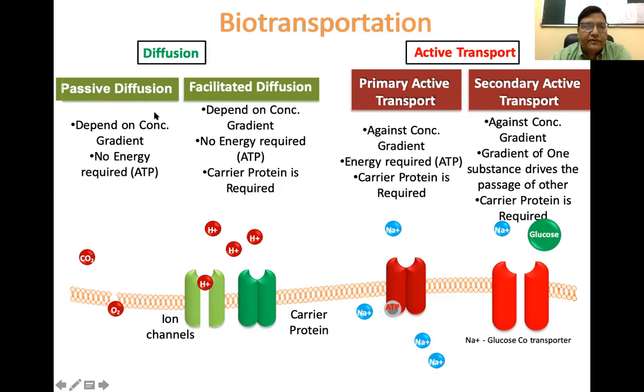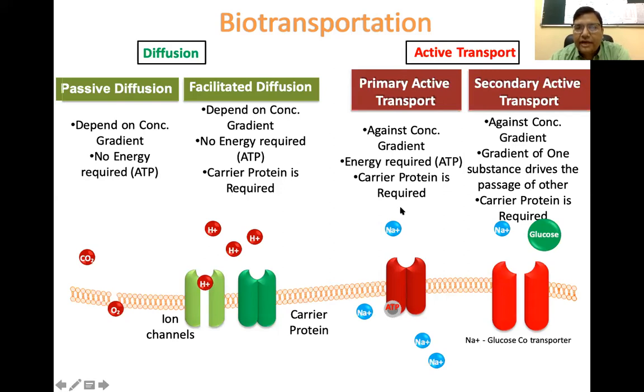And in passive diffusion, no energy is required and no protein is required. While in facilitated diffusion, there is no requirement of energy and the diffusion is gradient based, but a carrier protein is required. So these ion channels or the carrier proteins are required for transporting these molecules across the biological membrane. Then the active transport requires energy for the transportation. It can be primary active or secondary active transportation.